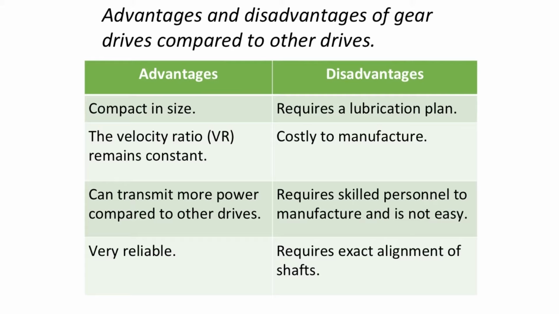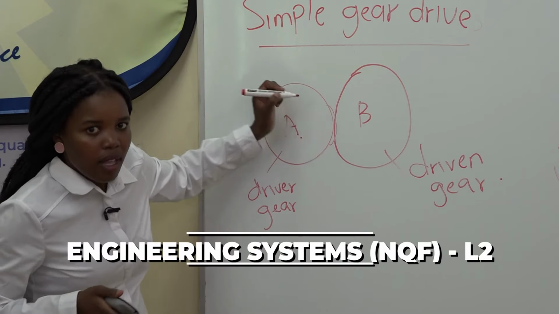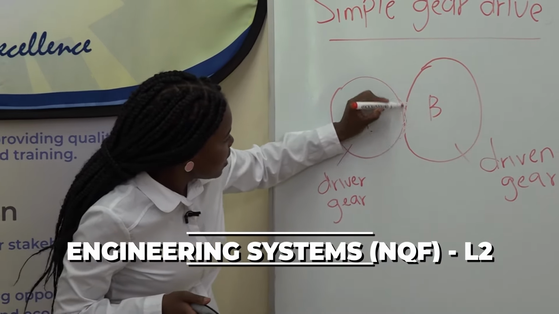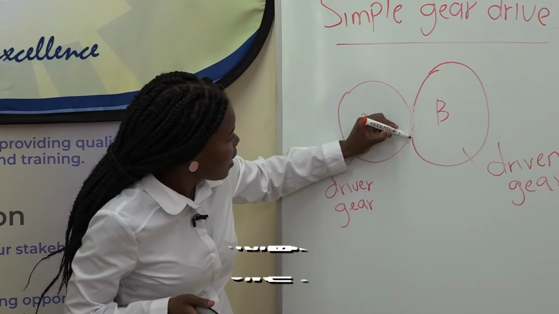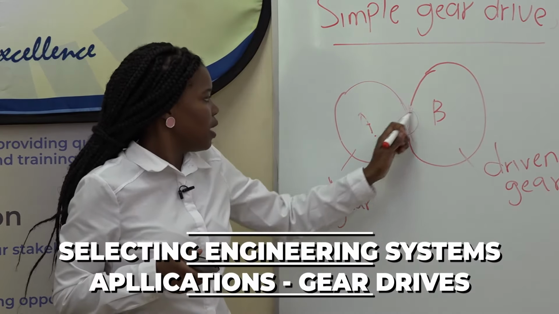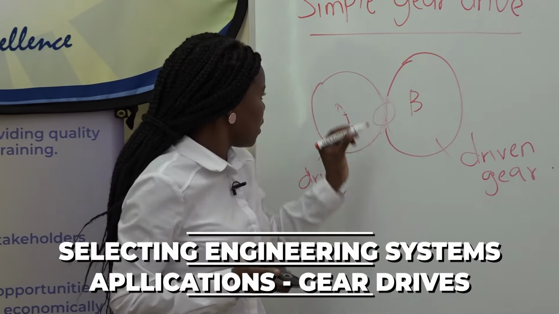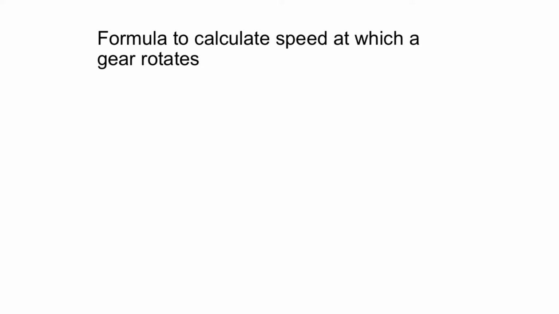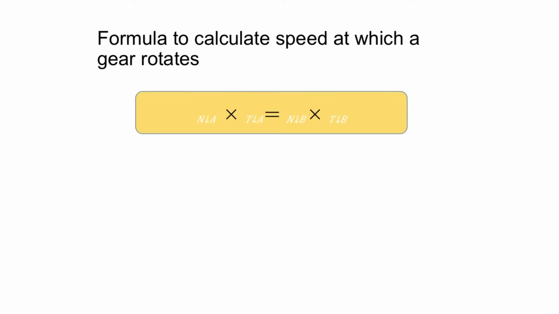So if you say it requires exact alignment, the gears always need to be aligned to each other. That is why we say they are always meshed. So now, since we have discussed the advantages and the disadvantages of a gear drive, I want us to focus on the formula that we use to calculate the speed at which a gear drive rotates.